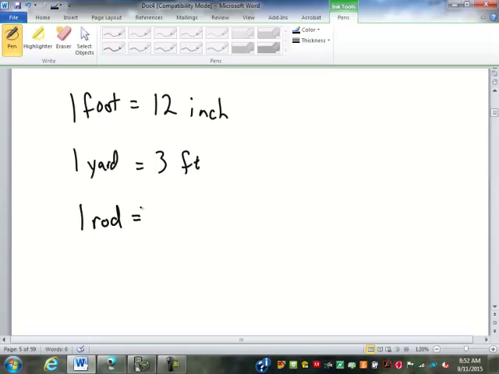A rod is defined to be 16.5 feet, or 5.5 yards. Those do actually translate to be the same length. Now think about that, 16.5 feet, that's quite a big stick. But if you're fighting off a wolf with nothing but a stick, you do want a little distance between you and him.